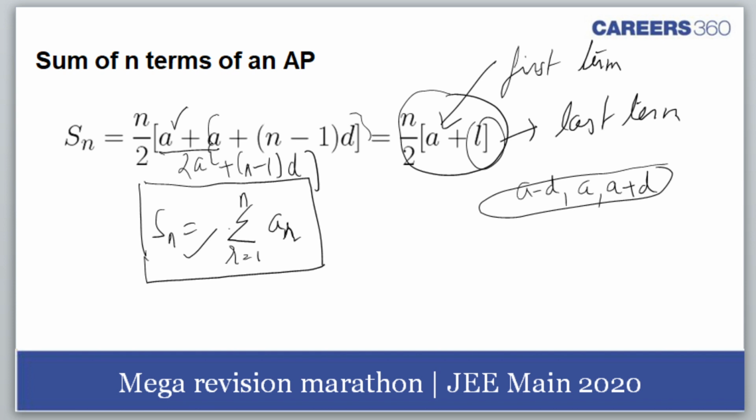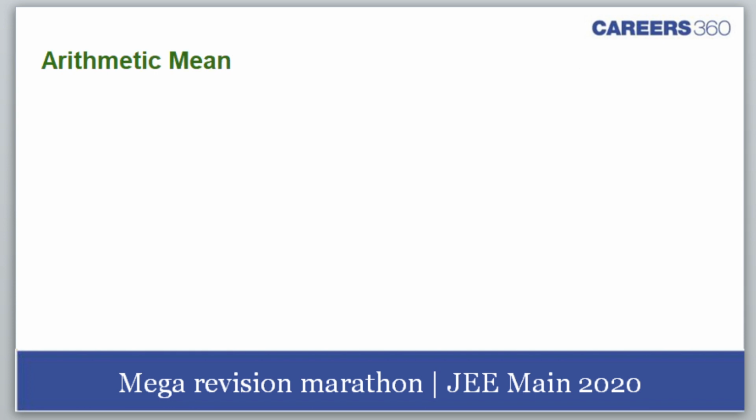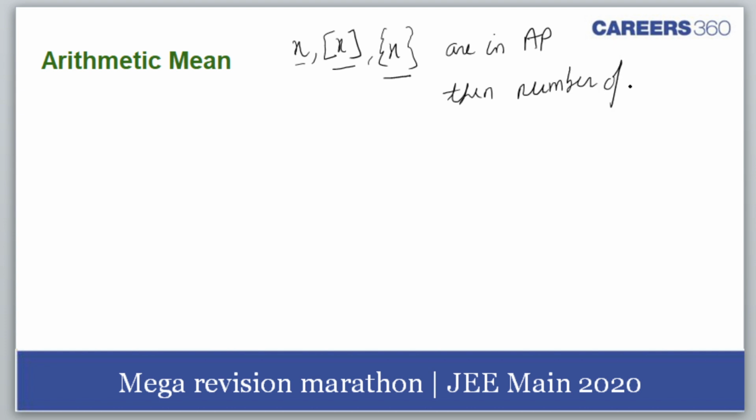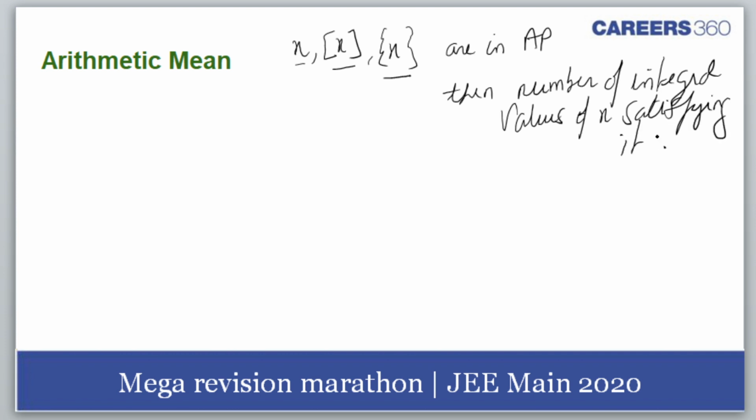Then, okay, we'll do one or two questions. Arithmetic mean. Before we start with arithmetic mean, can you do one question, students? Before I start with the arithmetic mean, there is x, greatest integer of x, and fractional part of x. Okay, x, greatest integer of x, and fractional part of x are in AP. Then the number of integral values of x satisfying it. So let's see how many of you get it right. They are in AP. Then the number of integral values of x satisfying it.